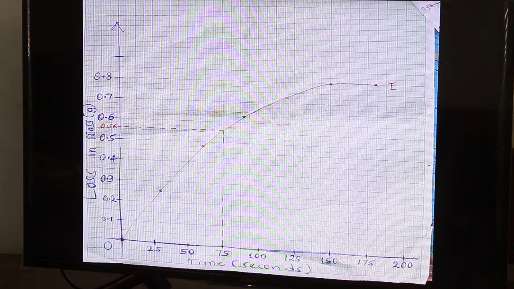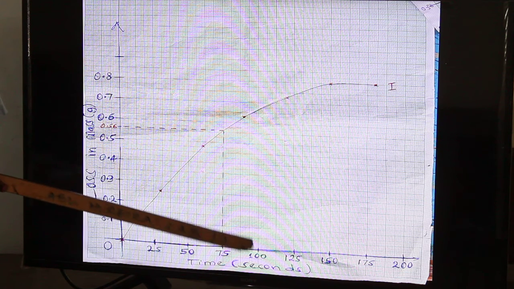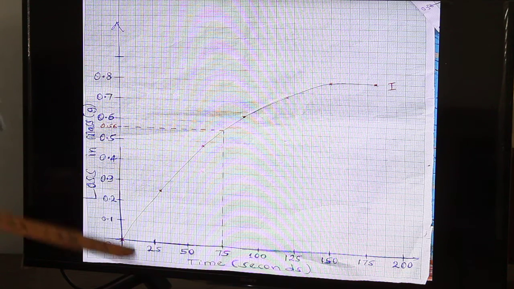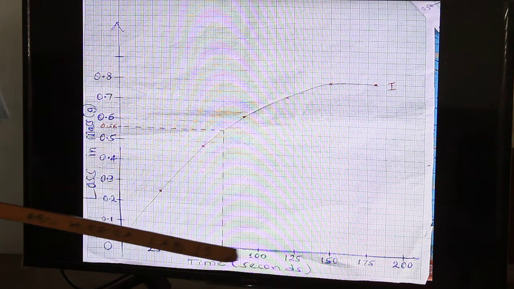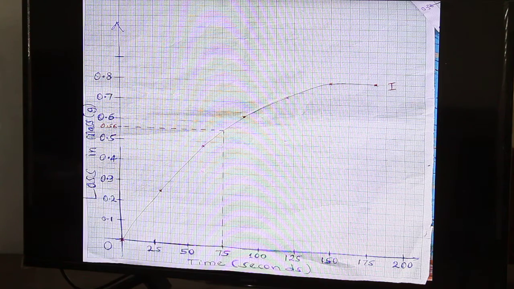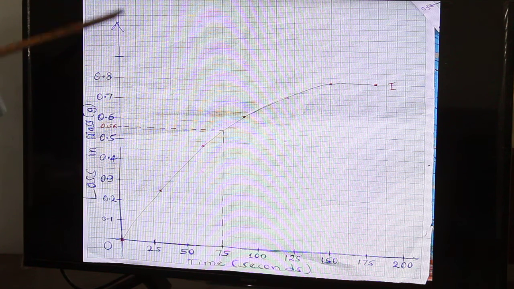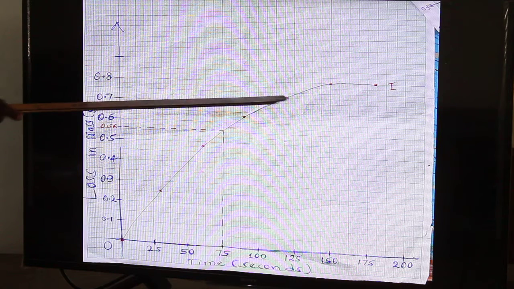Now in this graph, remember it has 3 marks. There's a mark for labeling, and when labeling you must write what is here, loss in mass and the units. Down here you must also write the time and the units. Then your scale must be correct, must cover more than a half of the page, and you can see my graph. If you take from here up to here, my graph has covered more than a half.